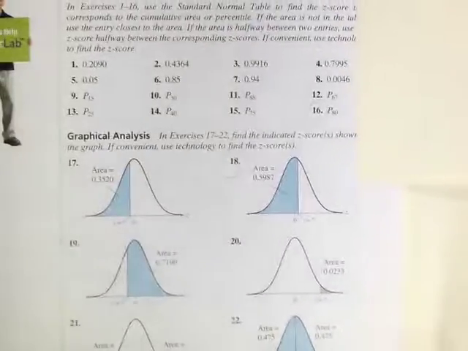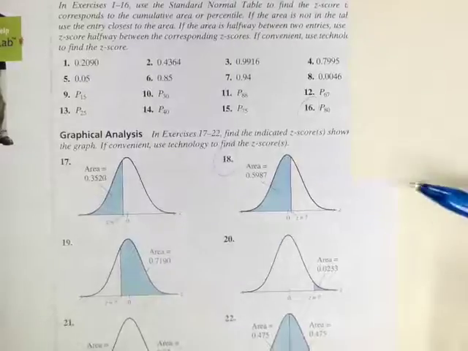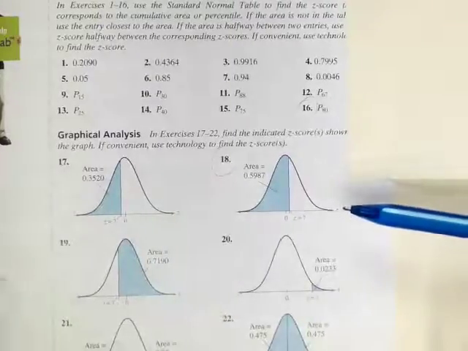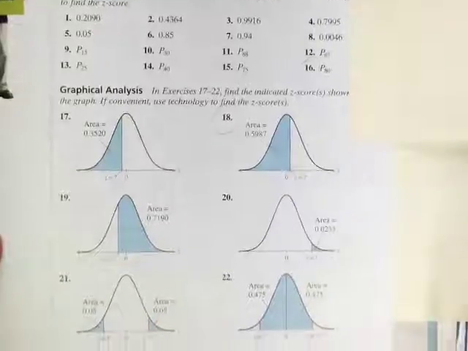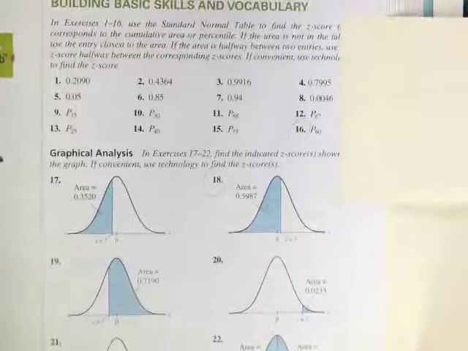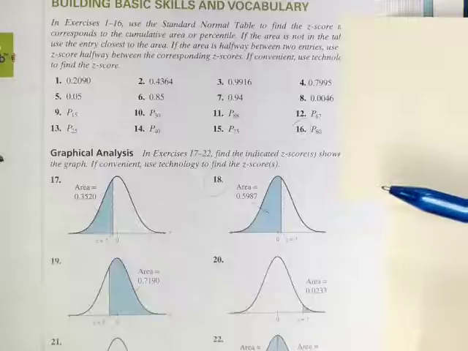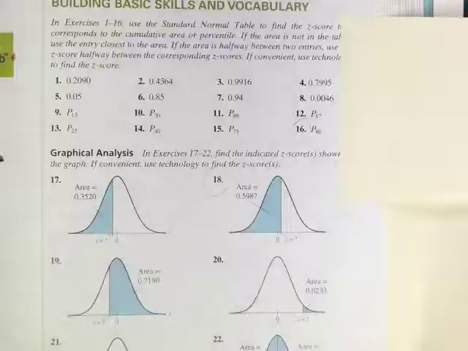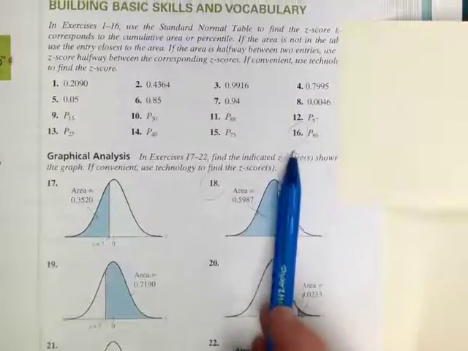All right, let's take a look at a few problems on page 257. I'm going to be working backwards, essentially. I'll be given an area or a probability first, and then I need to find a z-score or an x value if we're looking at a non-standard normal case. So let's take a look at this first one here.